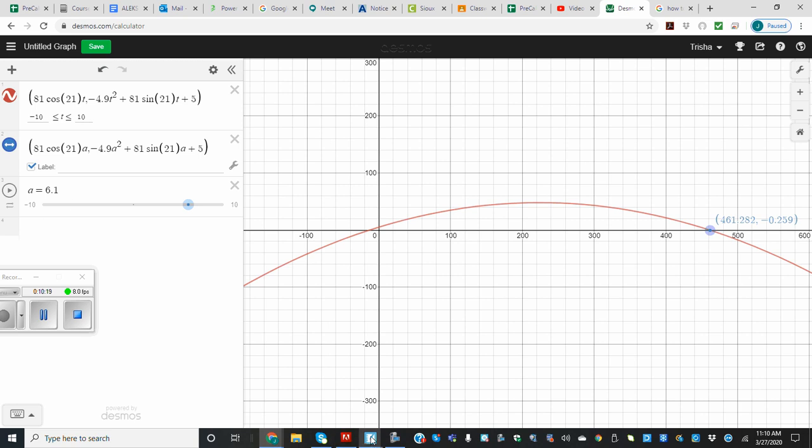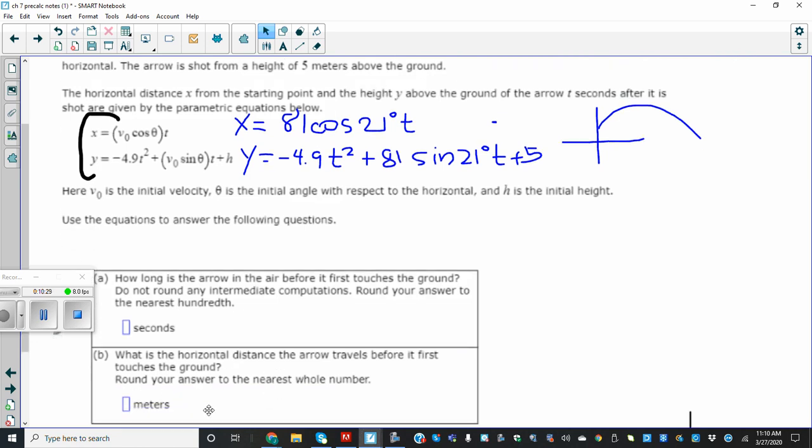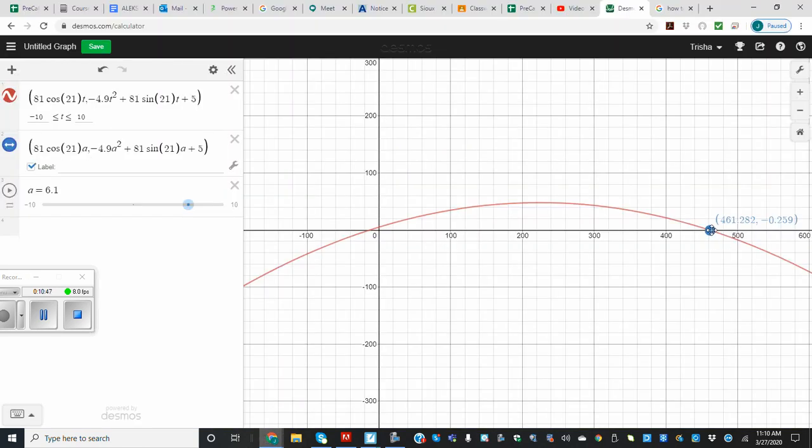So 460, oh no, how long is that? That's the distance. That's the horizontal distance before it touches the ground. So 460 feet. Now, actually it should probably be 461. Well, it would round up anyway, so 461.